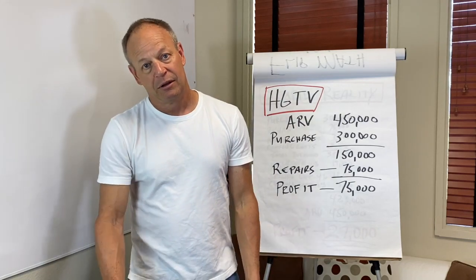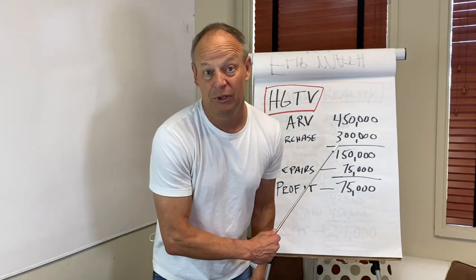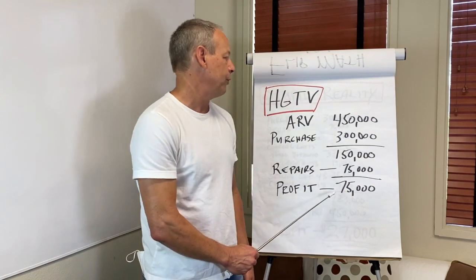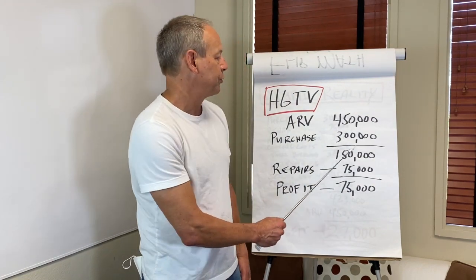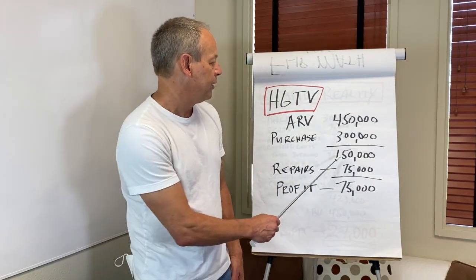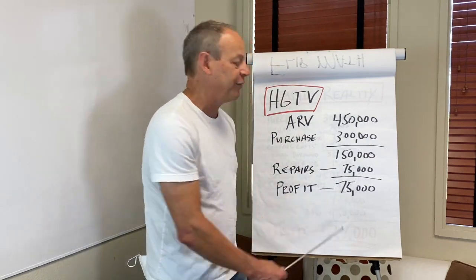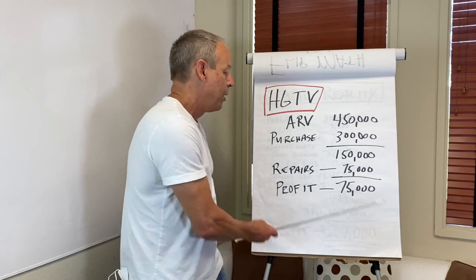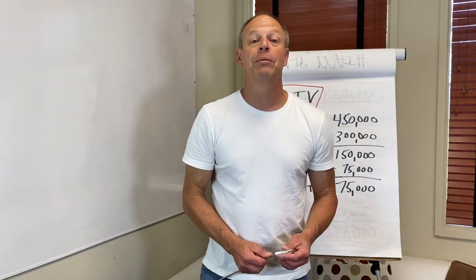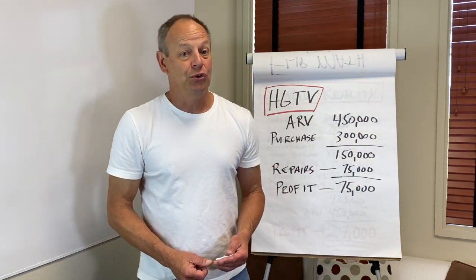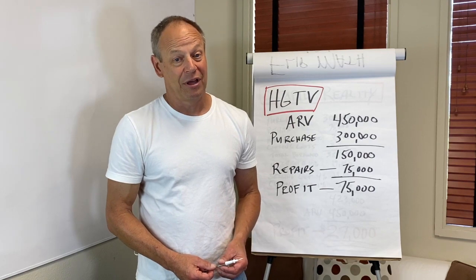All right? Do I need to explain it? I'm going to anyway. Buy it for $300. ARV of $450 leaves you $150,000. Let's say that the repairs are $75,000. That leaves you with a whopping $75,000 profit at the end. You can retire early with that, right?